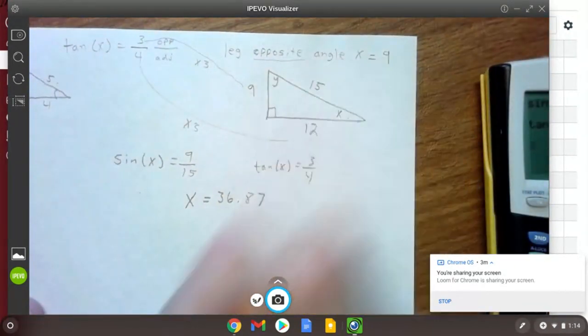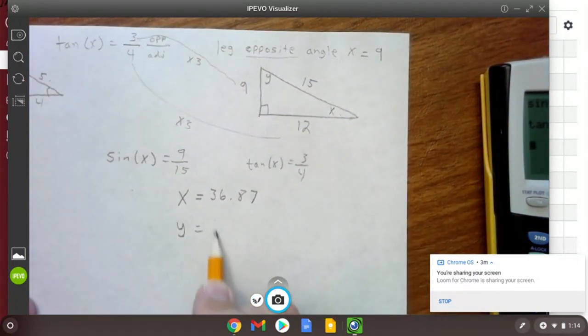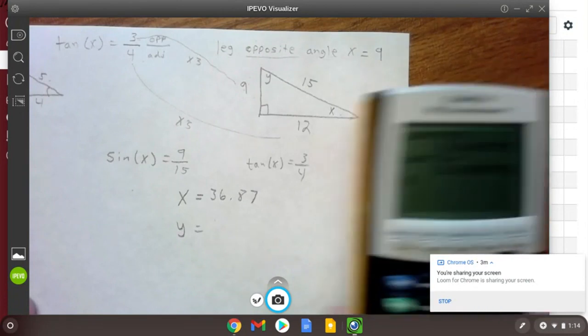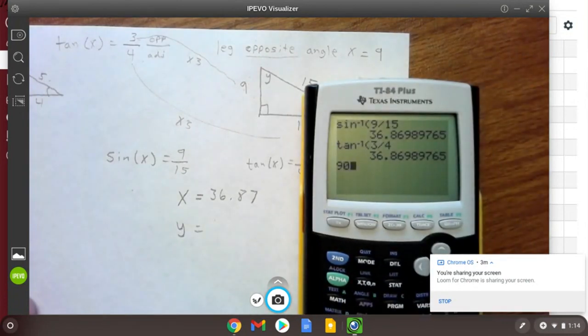And then this other missing angle over here, that's just going to be 90 minus angle x here. So 90 minus 36.87, you get 53.13 again.